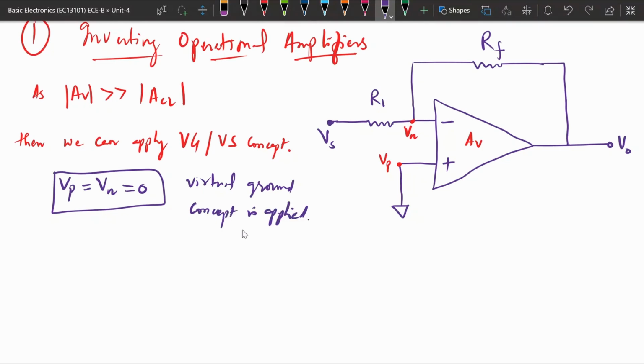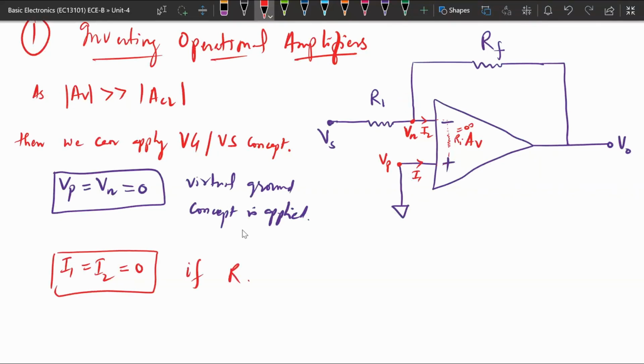concept is applied. The input resistance between these two terminals is infinity. Here the resistance is very high, like infinity, so it behaves like an open circuit. Whatever current is flowing, this is the current I2 and this is the current I1. If it is an open circuit, there will be no current flowing through it. So another point we can conclude is that I1 equals I2 equals 0 if R input is equal to infinity. If this is the condition, these two points we can conclude. Okay, so from there we need to analyze the circuit.